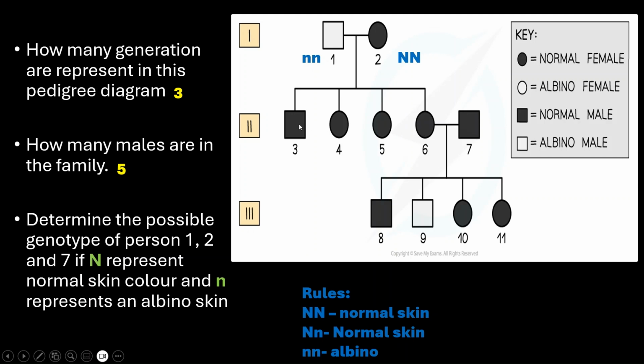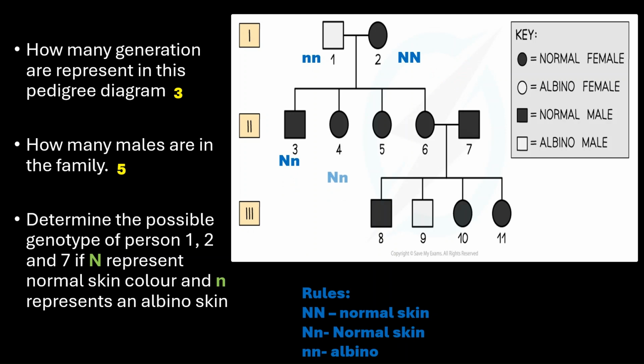But as you can see, 3, 4, 5, 6, their skins are all normal, perfectly normal, suggesting that 2 is actually carrying a homozygous dominant allele. Yeah, so this is going to be like that.